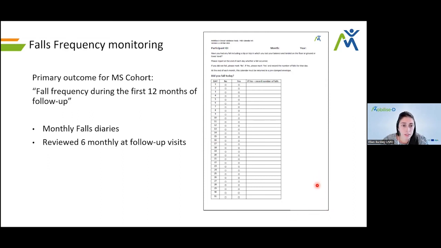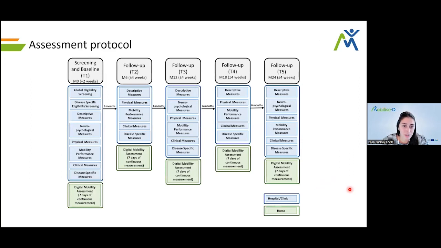Okay, I'll throw back to this screen just to give an overview again, but that sort of covers all of our disease-specific measures. Hopefully that's given some context to all of the extra items that we're asking our patients to do.